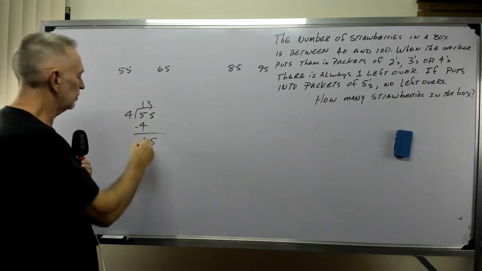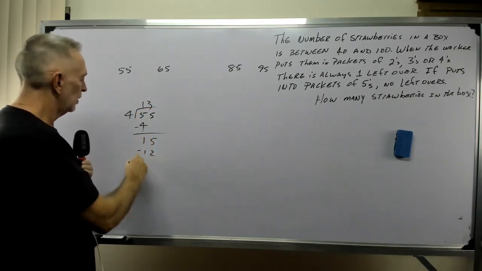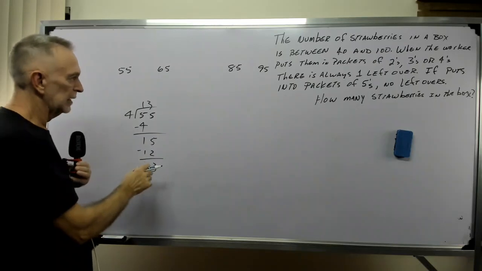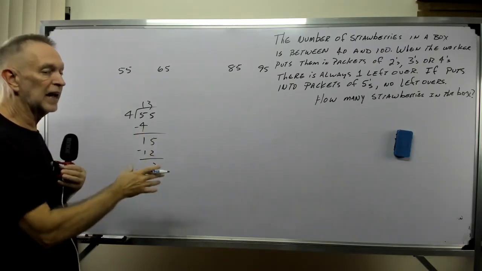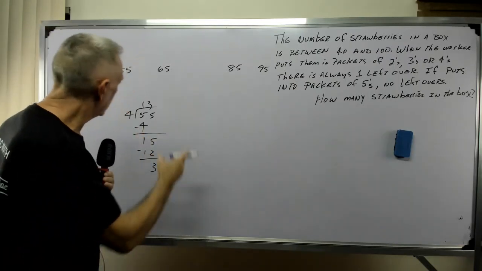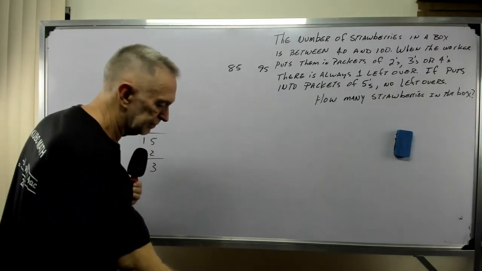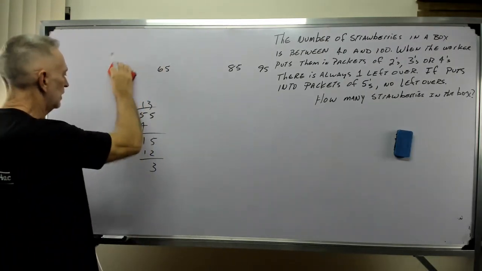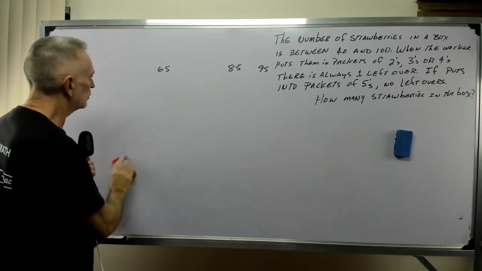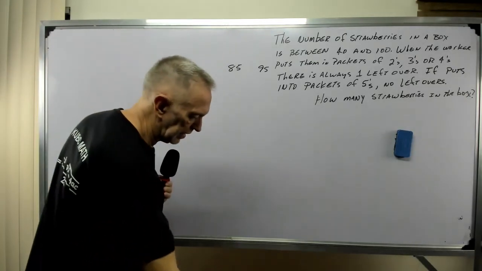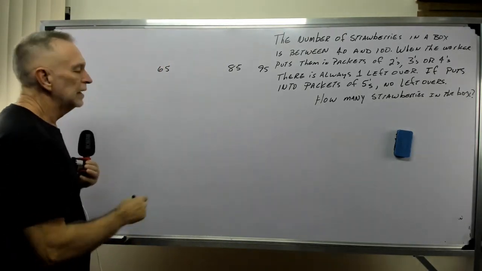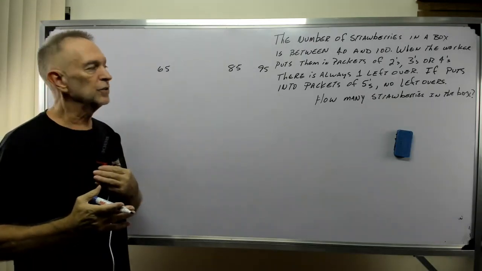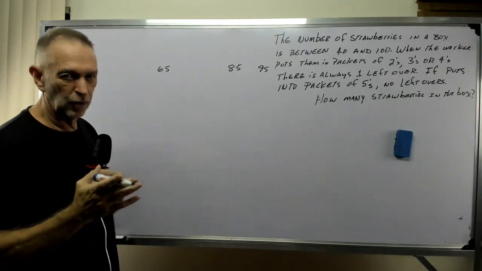15, 3. So now I'm going to have a remainder of 3. Well, I need a number such that I have a remainder of 1. That won't work. Okay? All right, so 55 is gone. 65. Now you could go about this in a little bit of a different way, I think.